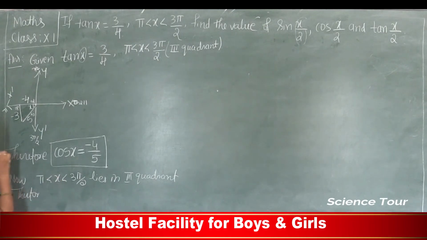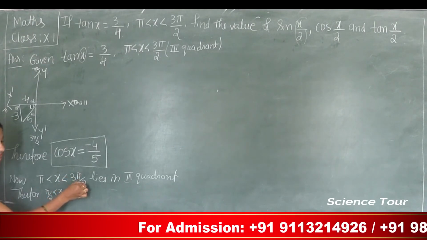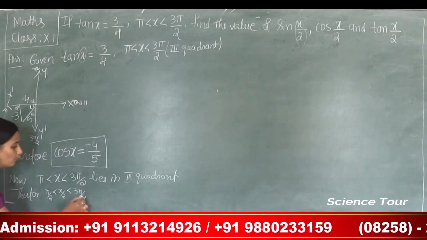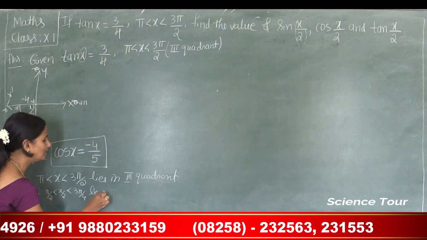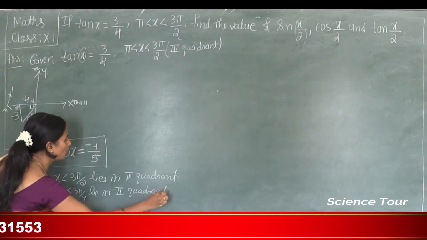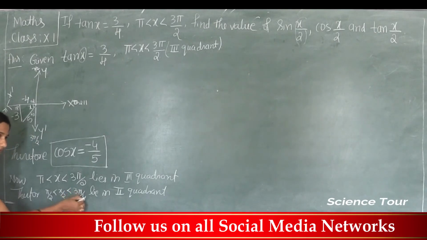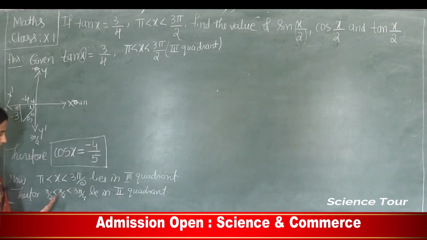Therefore, next x by 2. How to get x by 2? Pi by 2 less than x by 2 less than 3 pi by 4. 3 pi by 4 means it is 135. That lies in which quadrant? Second quadrant. So x by 2 lies in second quadrant. This is 90. 3 pi by 4 is 135. 3 into 180 divided by 4, that simplification gives 135. So x by 2 lies in second quadrant, x lies in third quadrant. Clear this? Remember this one.